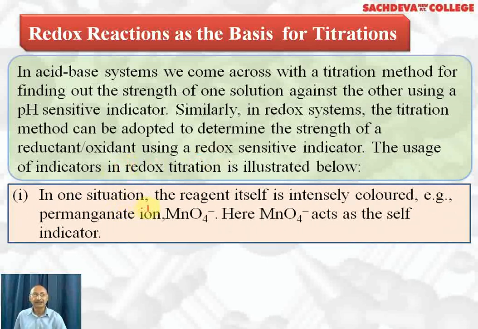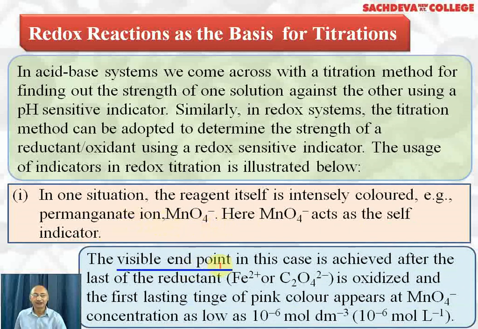In the first situation, the reagent itself is intensely colored, that is, dark colored. Permanganate ion is dark pink or violet. So here MnO4⁻ acts as a self-indicator. The visible endpoint is achieved after the last of the reductant, ferrous ion in Mohr's salt or oxalate ion in oxalic acid, is oxidized. Ferrous ion gets oxidized to ferric ion and oxalate ion gets oxidized to carbon dioxide, and the first lasting tinge of pink color appears at an MnO4⁻ concentration as low as 10⁻⁶ moles per liter. So it is a quite sensitive indicator, because even at small concentration the pink color will be there.